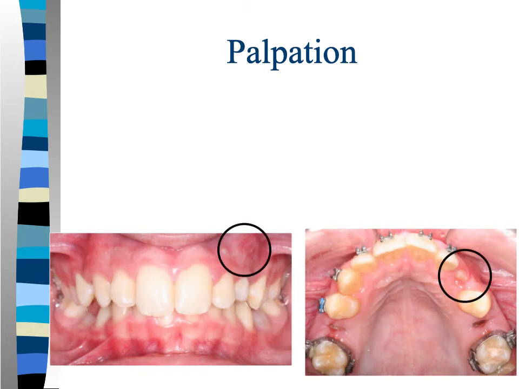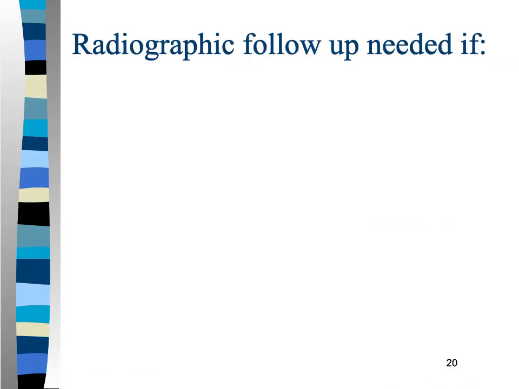So you can see here how you see a little bulge in the first slide, and in the other slide, this is later on, the tooth or the canine has erupted on its own. So when do we need to follow up radiographically? So if you can palpate, no need to follow up radiographically. You can go ahead, ask the patient to go away, and you know that this canine is going to erupt.